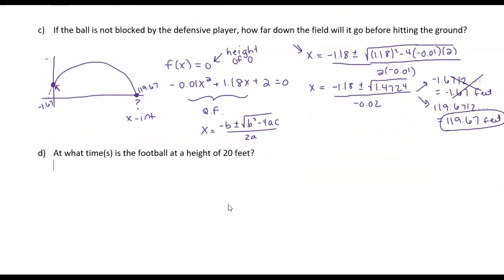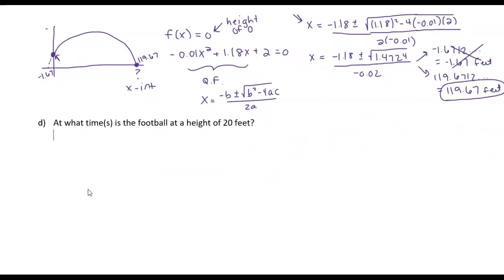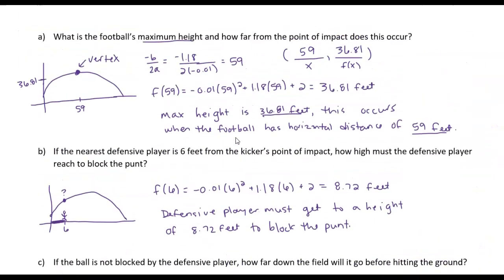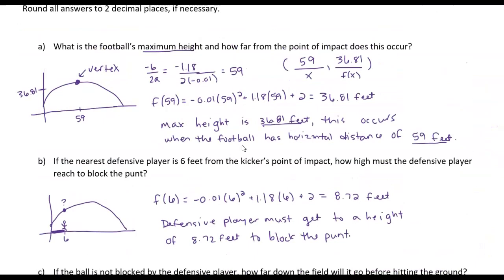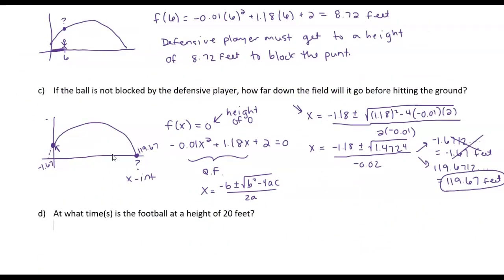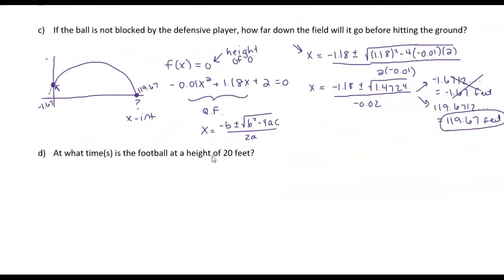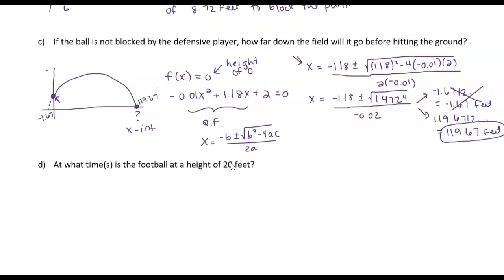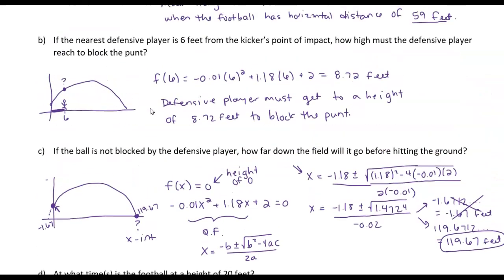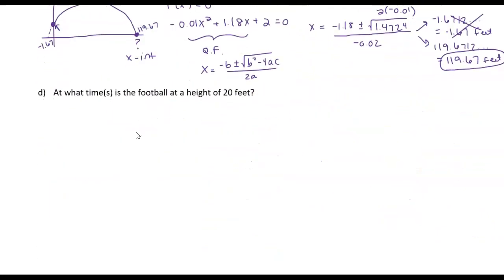All right, now here's a last combination that I came up with, when they're asking you to determine, hey, what time is the football at a height of 20 feet? So they're not asking for the maximum height. Up here, this was the maximum height. We found the vertex. They're not asking when does it hit the ground like they were asking here. They're not giving you an x value. This is not an x value, so we can't do it like we did here where we just plug the 20 in.